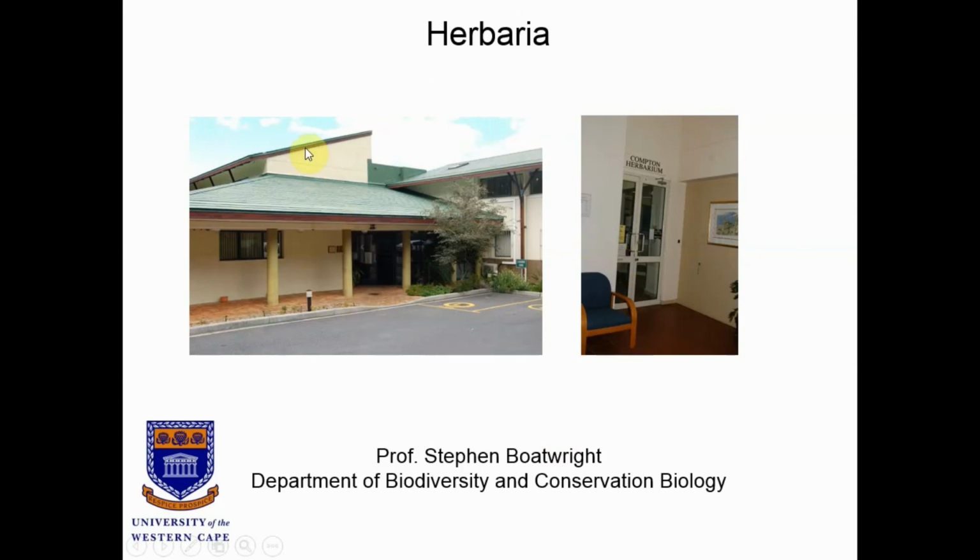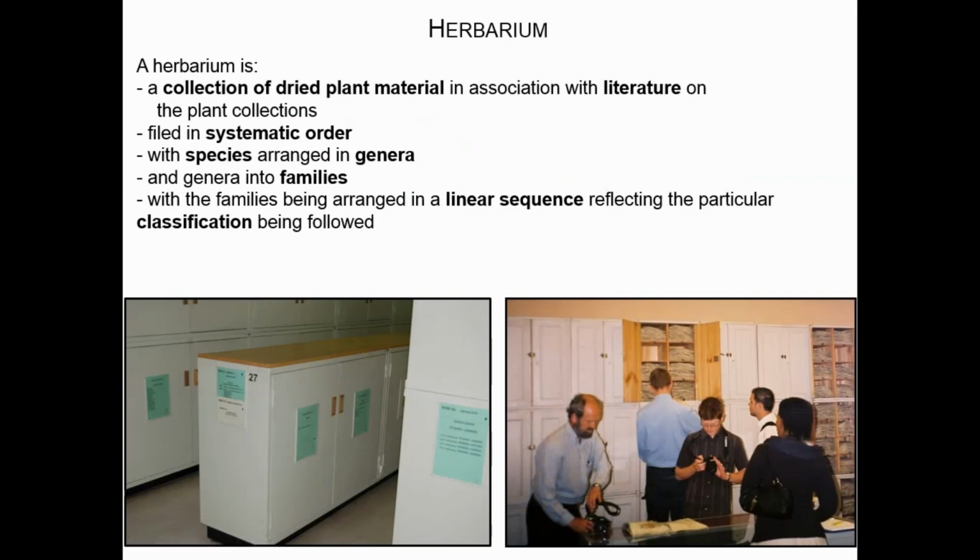If we were functioning normally, we would have visited the Compton Herbarium, which we find at Kirstenbosch Botanical Gardens. But in the current situation, we won't get there. But this is taken inside the Compton Herbarium, and we can see that a herbarium is a collection of dried plant material in association with literature.